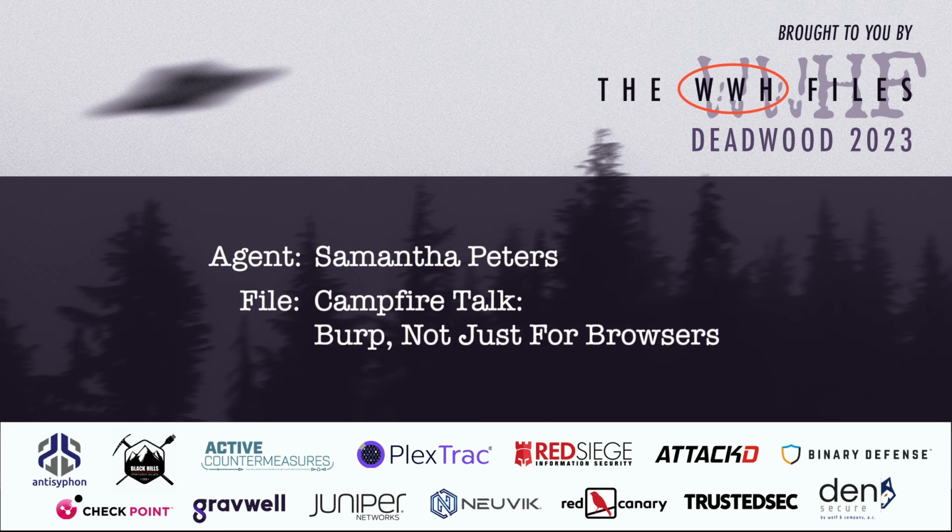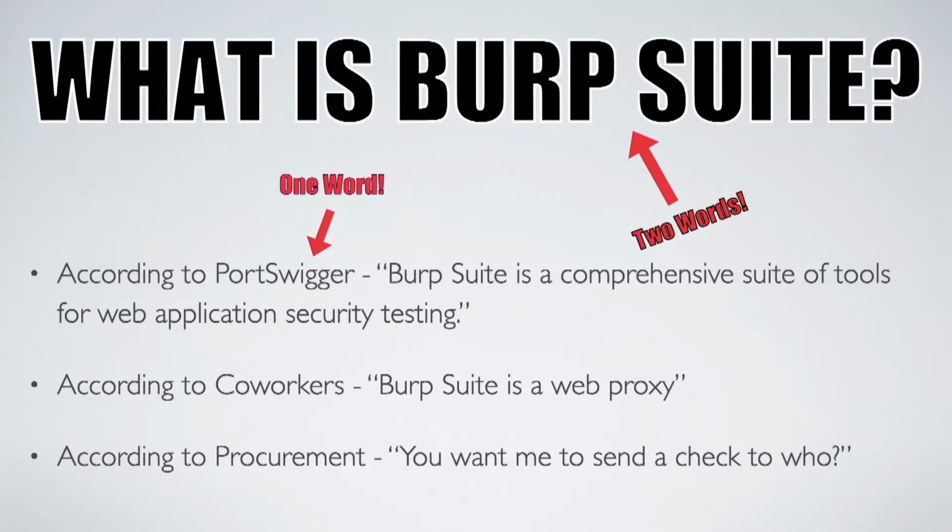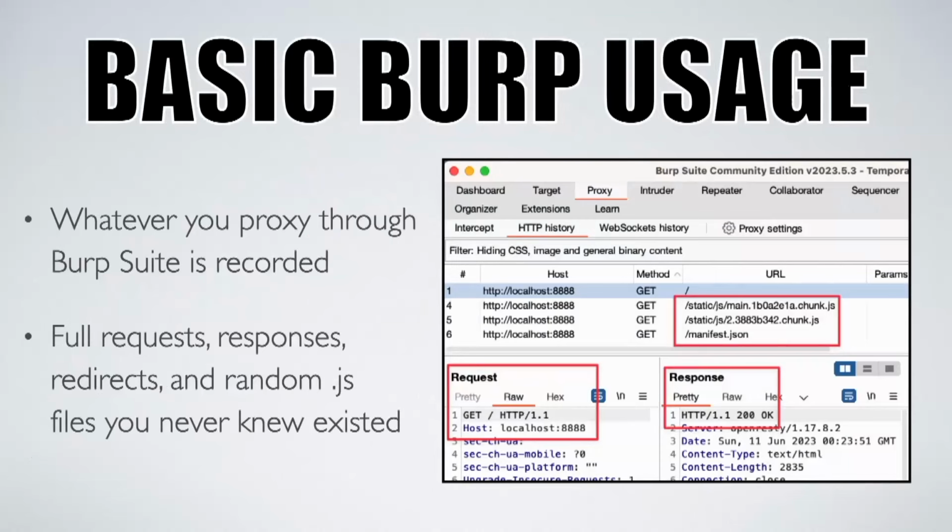All right, what is Burp Suite? Burp Suite is a comprehensive collection of security tools for web app and API testing. You all probably already knew that, but we're just going to go over everything. Basically, whatever you proxy through Burp Suite, you're going to see the full request, response, headers, cookies. You're going to see all these hidden little JS files load, redirects. Sometimes seeing the redirects is really helpful information.